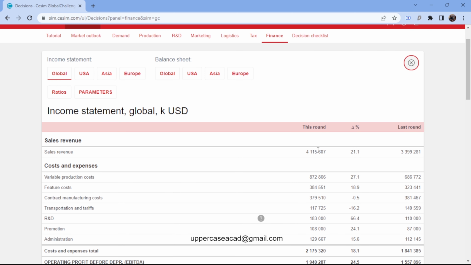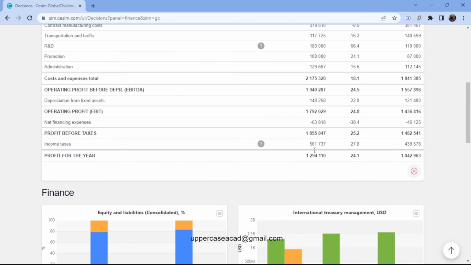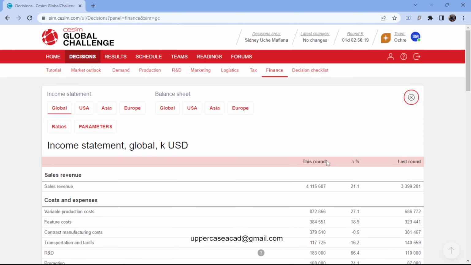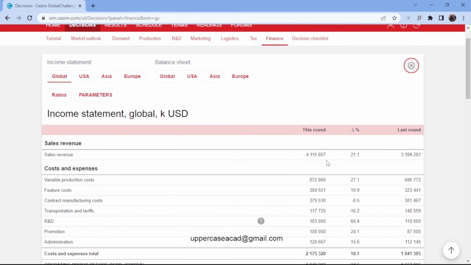In this round, we are projecting an increase in sales revenue by 21.1% from 3 million to about 4 million. Also in terms of profits, we are projecting an increase. So that's it for round 6.